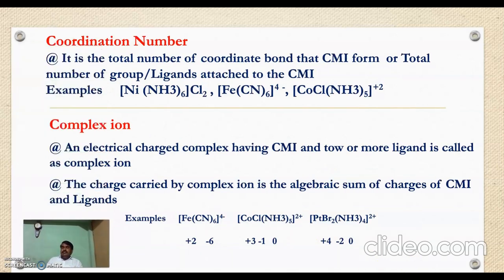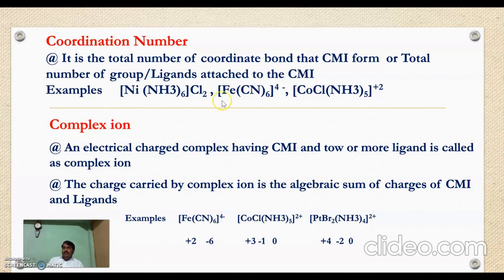It is the total number of coordinate bonds that the central metal ion forms, or the total number of groups or ligands directly attached to the central metal ion. Simply, it is the total number of coordinate bonds that the central metal ion forms, or the total number of groups directly attached to the central metal ion.